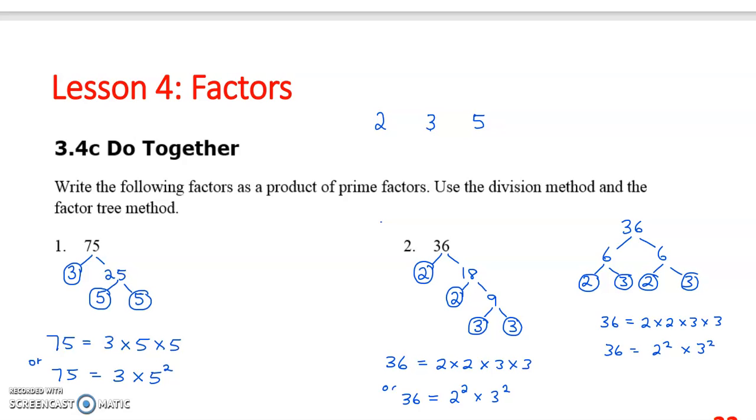For exercise 3.4, you'll go ahead and find the greatest common factors, or GCF, and you'll also use prime factorization, and I recommend this factor tree method.